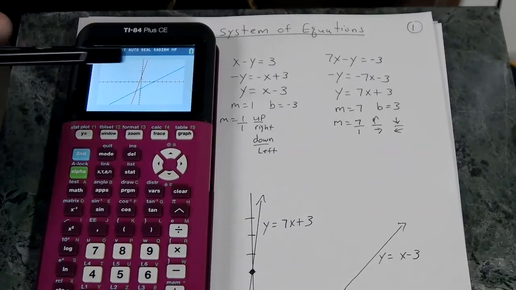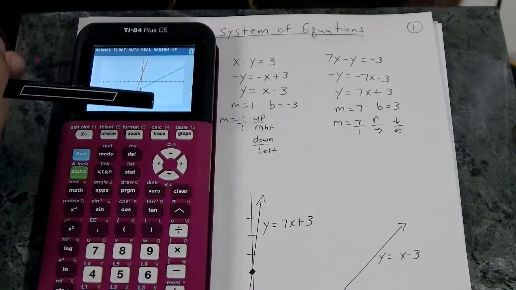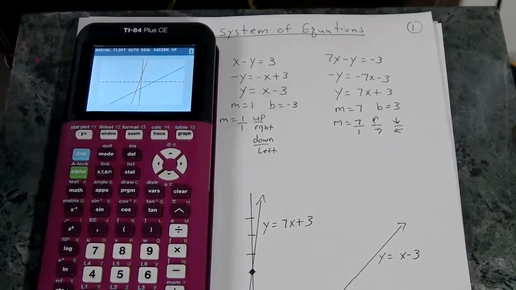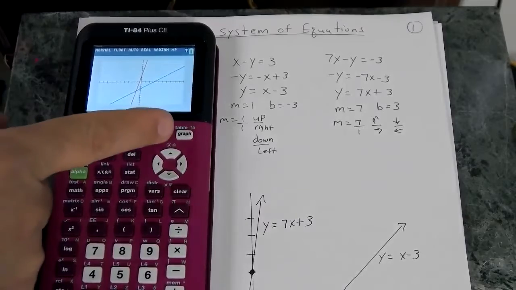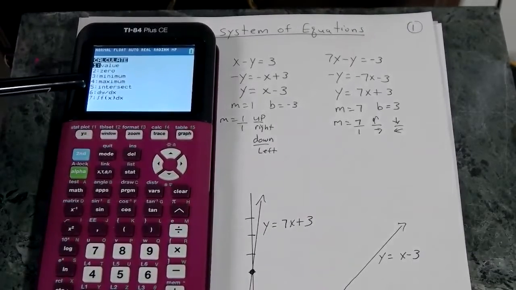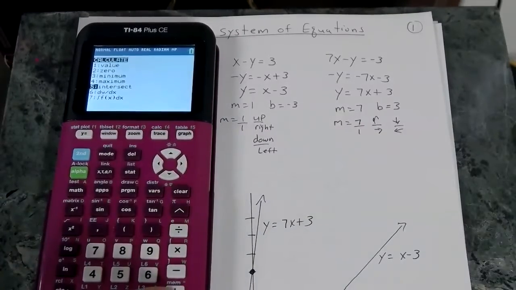I want the calculator to give me this intersection right here. And in order to do that, I need to do some calculations. So this is above the trace key. So what we're going to do is hit second and trace. And as you see here, we have an option for number 5, which is intersect. So we're going to move down to number 5 and hit enter.